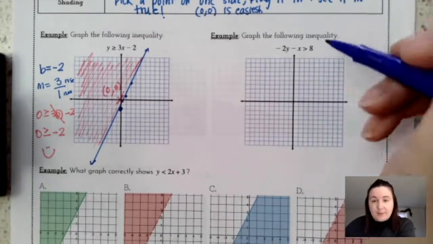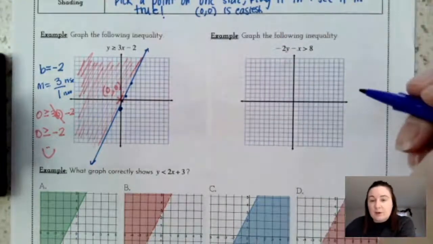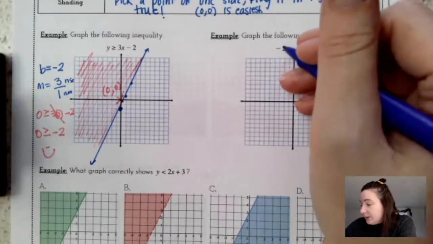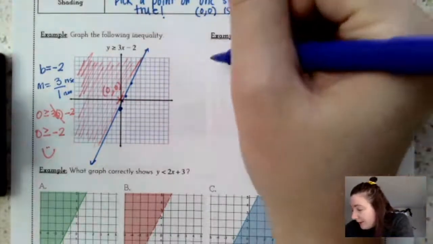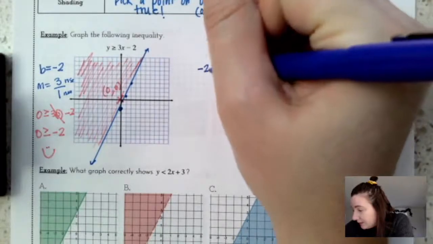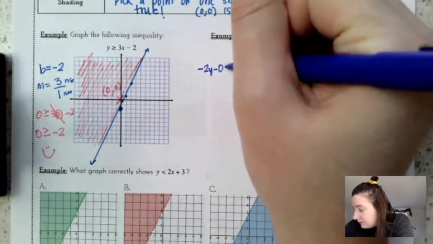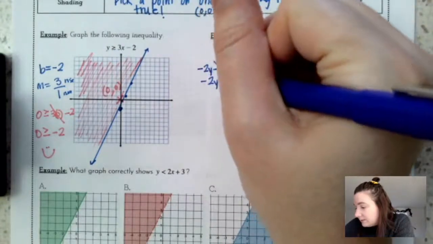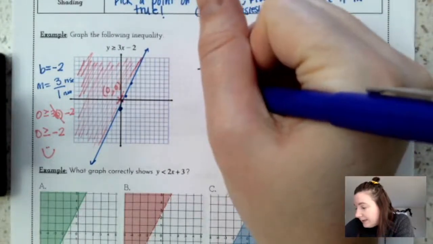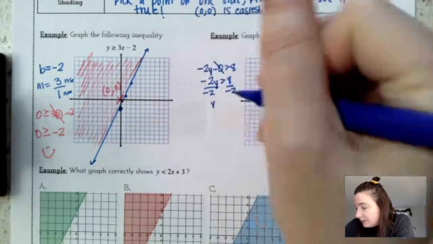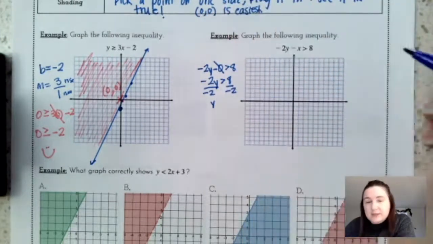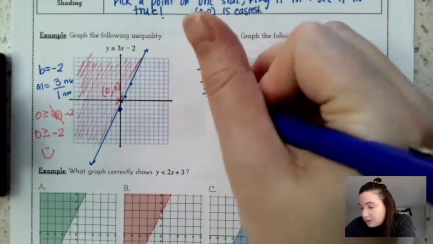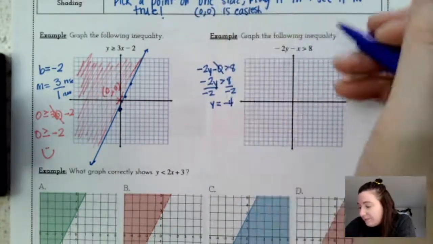Let's do another example. This one is not in slope-intercept form, so I have to use the zeros method to be able to graph it. So I'm going to plug 0 in for x and 0 in for y. Let's do x first. The 0 cancels. I divide by negative 2. And the inequality doesn't really matter for this because we're just trying to find the intercepts anyway, so you can even change this to an equal sign. Our y-intercept for this is negative 4.